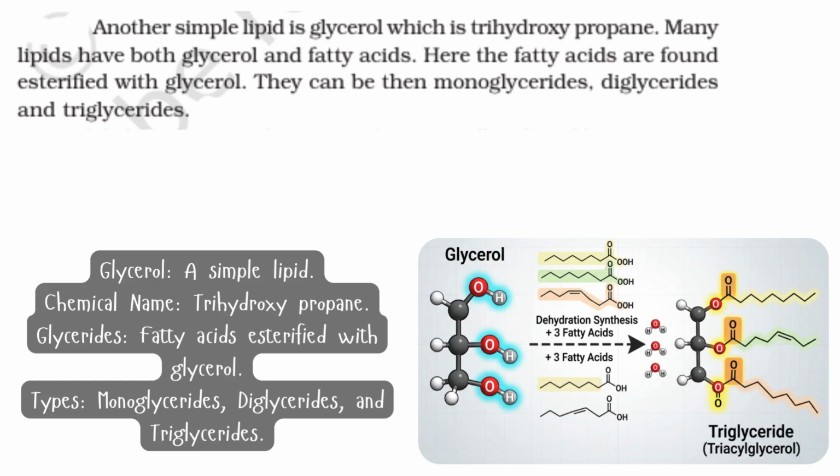NCERT introduces another simple lipid, glycerol. Write down its chemical name. It is trihydroxy propane. Many lipids have both glycerol and fatty acids. When fatty acids join with glycerol through a process called esterification, they form glycerides. Depending on how many fatty acids are esterified to a single glycerol molecule, we classify them as monoglycerides, diglycerides, or triglycerides. Let's look at how their physical state determines their name.